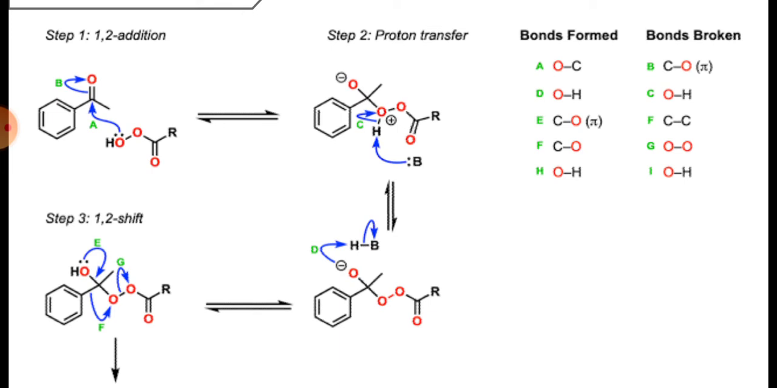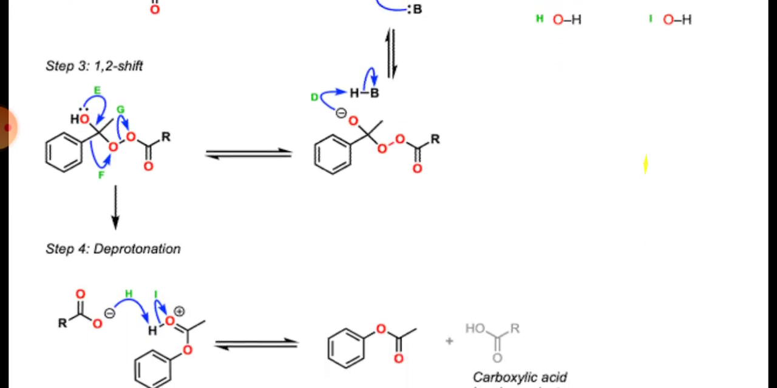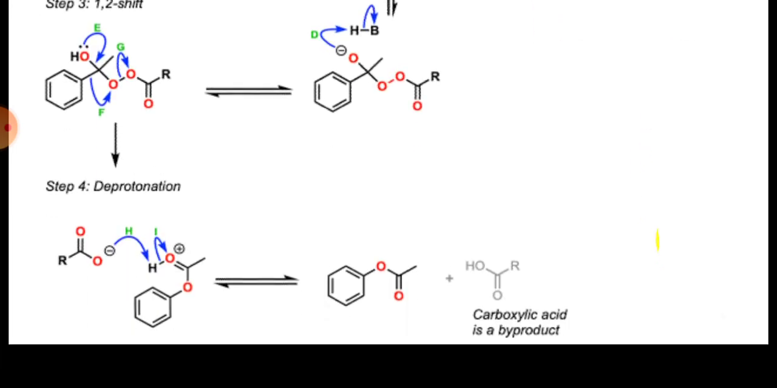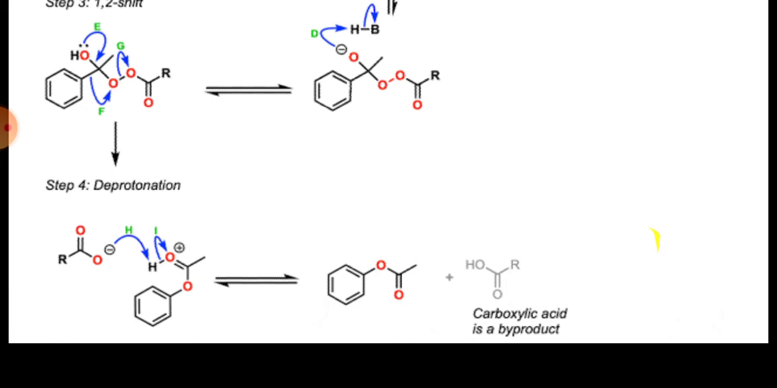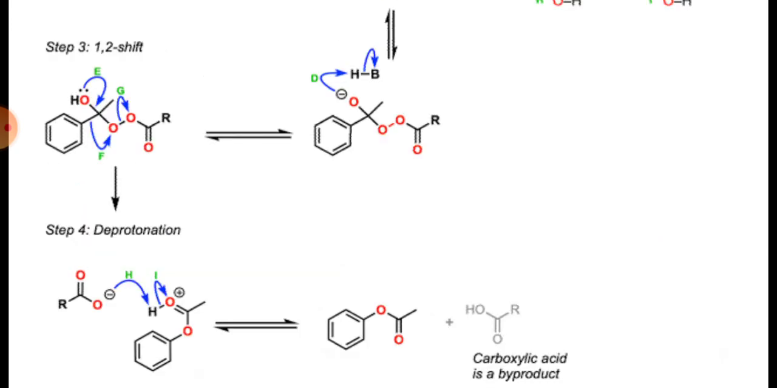So the first step is 1,2 addition, the second step is proton transfer, in the equilibrium where the proton will be abstracted as well, then again it takes from the base, and the last step is the 1,2 shift. So here the OH lone pair will shift together, and finally a rearrangement takes place. Okay, so step 4 is the formation of the carboxylate ion, and finally it will abstract the proton, so you get the product.